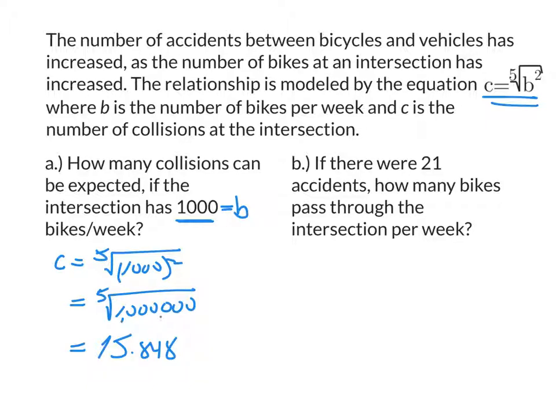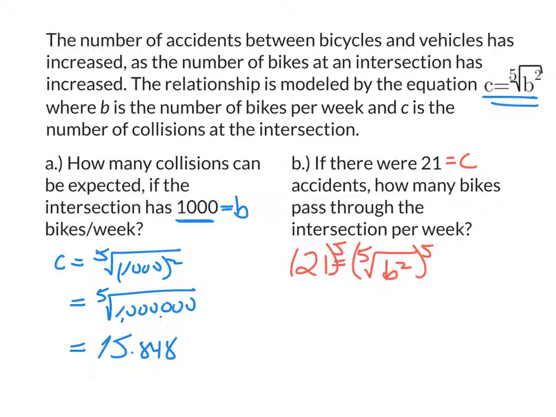You also might be asked something like this, where if we knew how many accidents there were, how many bikes passed through the intersection then? So if the number of accidents is 21, that is our C that we're going to plug into our formula. So we have 21 is equal to the fifth root of b squared. And now we have to start solving this equation. We can't just calculate it. So we think about, how do we undo a root? Well, when it was square roots, we undid a square root by squaring. This is a fifth root, so I'm going to take it to the fifth power. And I have to do the same thing on both sides.